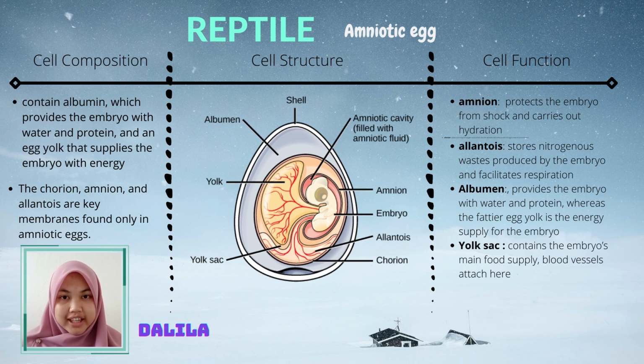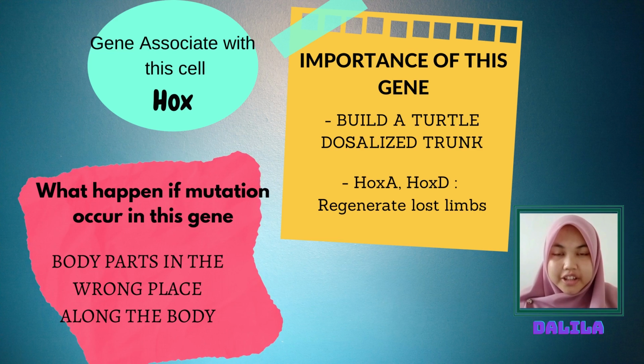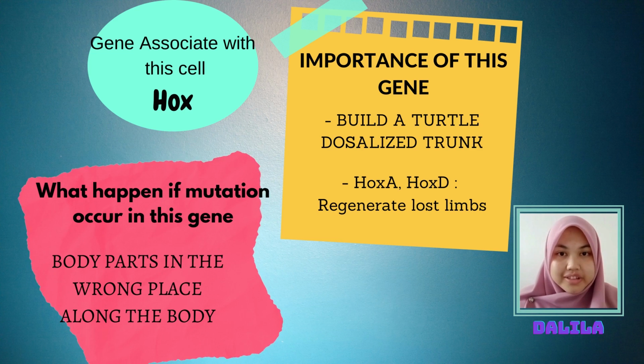Amniotic eggs contain albumin, which provides the embryo with water and protein, and egg yolk that supplies the embryo with energy. The chorion, amnion, and allantois are key membranes found only in amniotic eggs. A gene that is associated with this cell is the Hox gene.